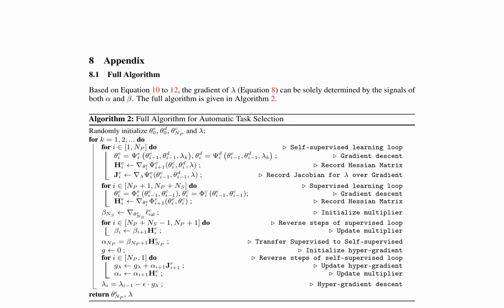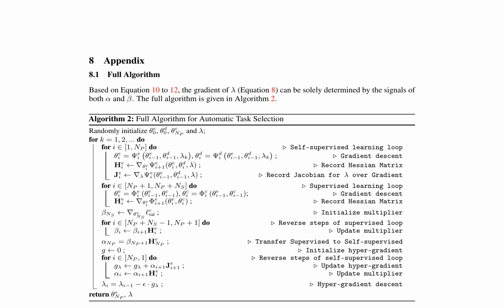Algorithm 2 outlines the full process for automatic task selection, leveraging gradients of lambda, equation 8, as determined by alpha and beta signals. It initializes theta e, theta d, theta c, and lambda randomly and iterates through a self-supervised learning loop and a supervised learning loop. In the self-supervised loop, theta e and theta d are updated using gradient descent with respect to LP train and LC train, respectively, with Hessian and Jacobian matrices cached.